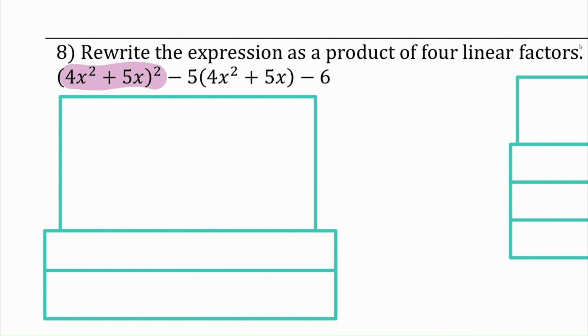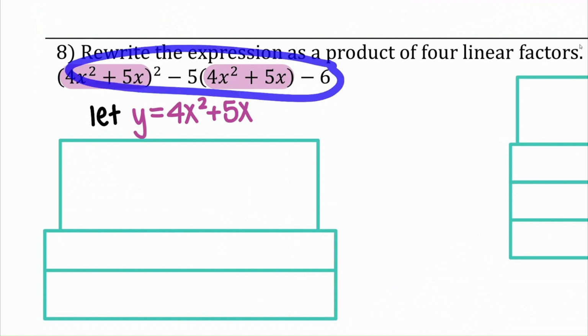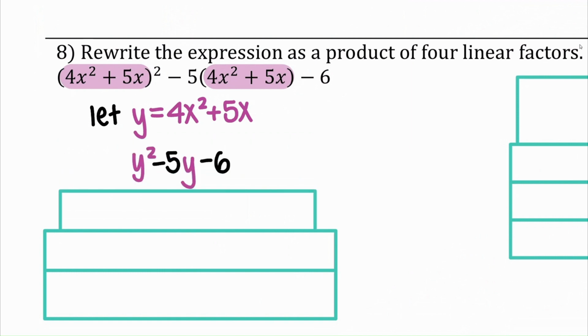So we notice that there's a repetition of this 4x squared plus 5x. And so let's use a random variable, let's say y. Let y equal 4x squared plus 5x. What this allows us to see is that it exposes some sort of structure that's easier to factor. If we translate it in terms of y, that gives us y squared minus 5y minus 6.